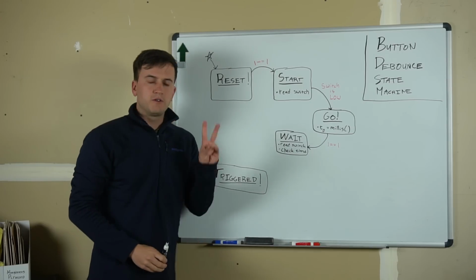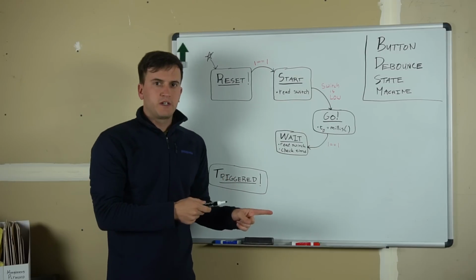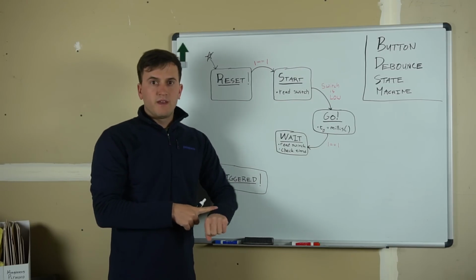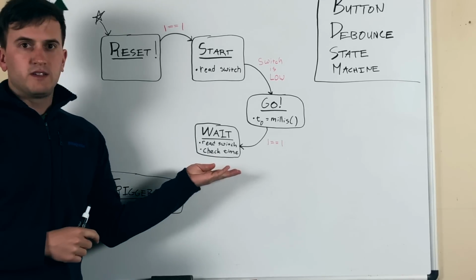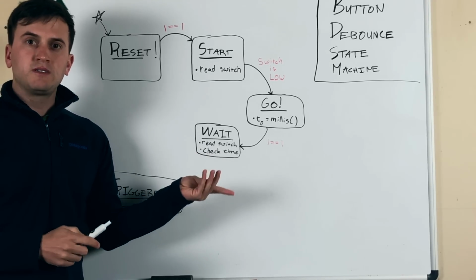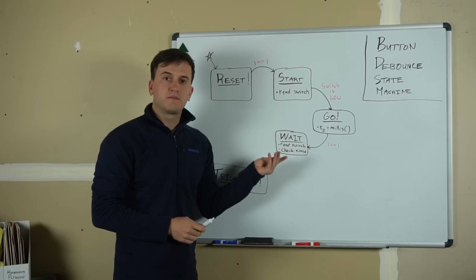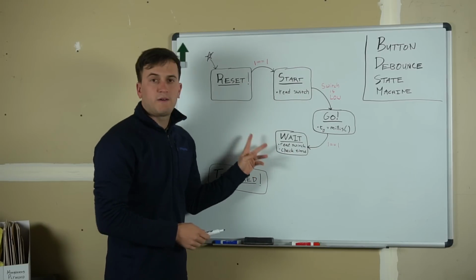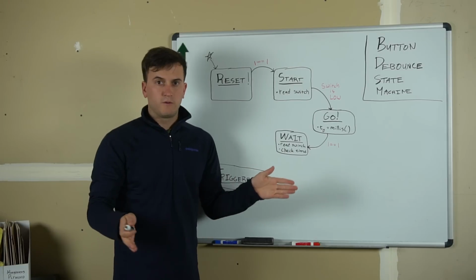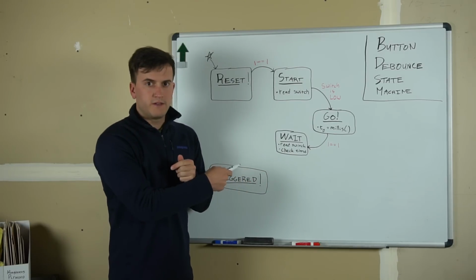And in wait, I do two things. I'm reading the switch, and I'm also checking the time. And the point of this state is to reject bounces. The way that I'm going to reject bounces will be based on how I define the transitions out of the wait state. So let's do that.